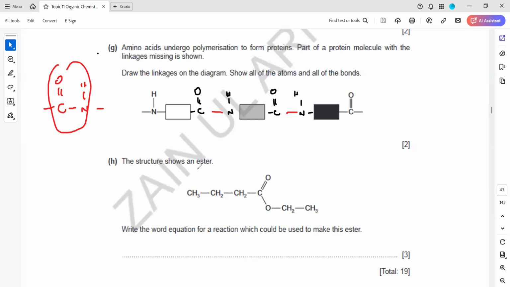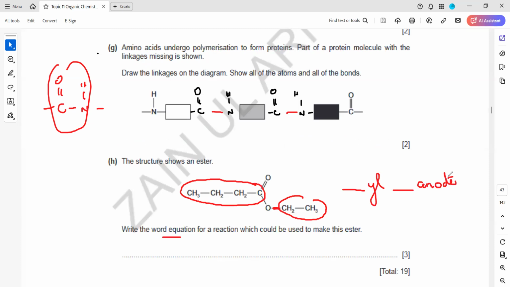The structure is shown as an ester. Write a word equation for a reaction which makes this ester. First thing we have to name the ester. How do we name the ester? The part which is the carbon chain single bonded with oxygen, we name it first. And the carbon chain which is double bonded with oxygen, we name it second. And the general structural name of an ester is -yl -oate. That is the structural name.